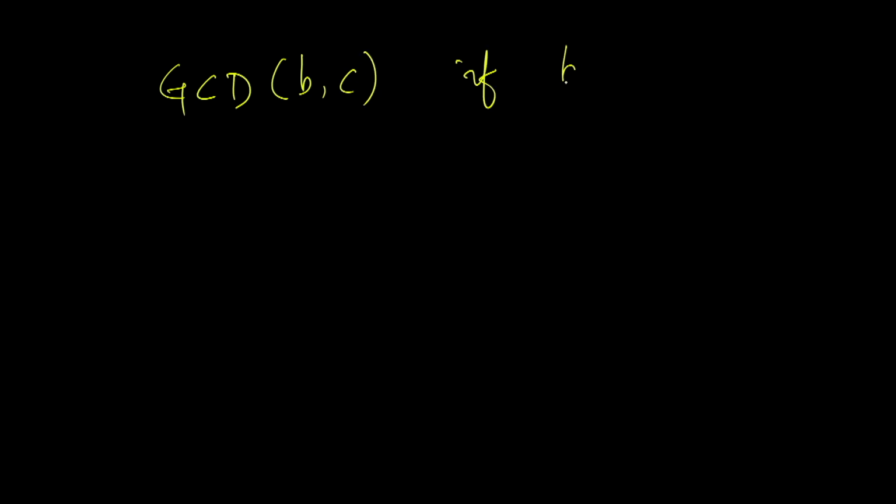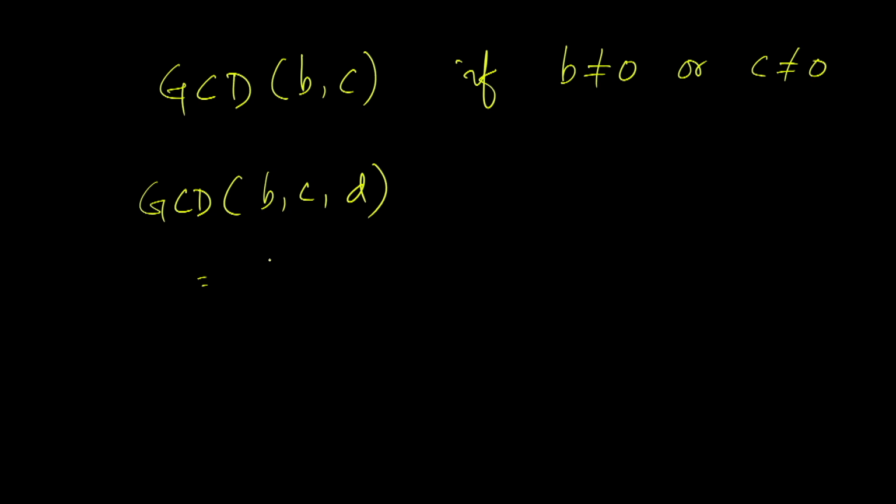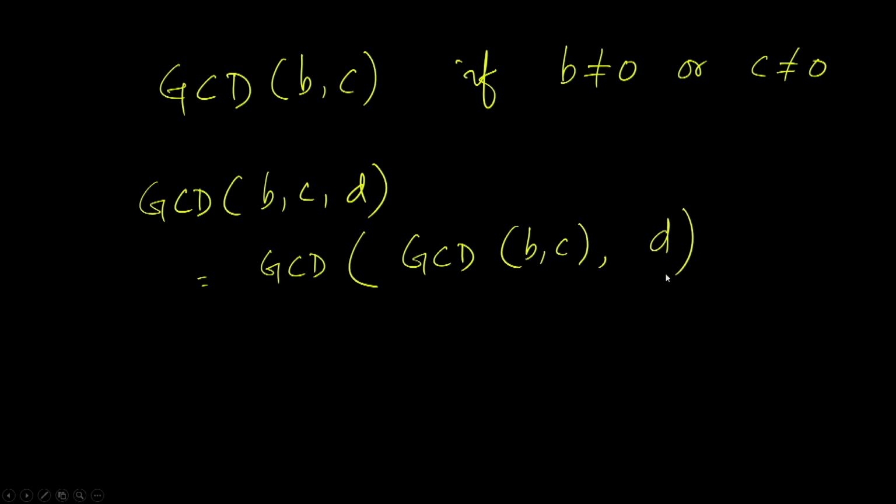if B is not equal to 0 or C is not equal to 0. We can extend this notion to multiple integers. We can talk about GCD of B, C, D, which is the GCD of B and C and D, as we shall see.